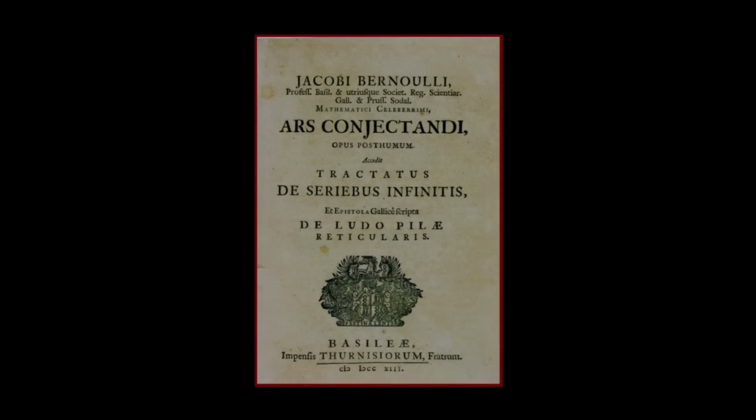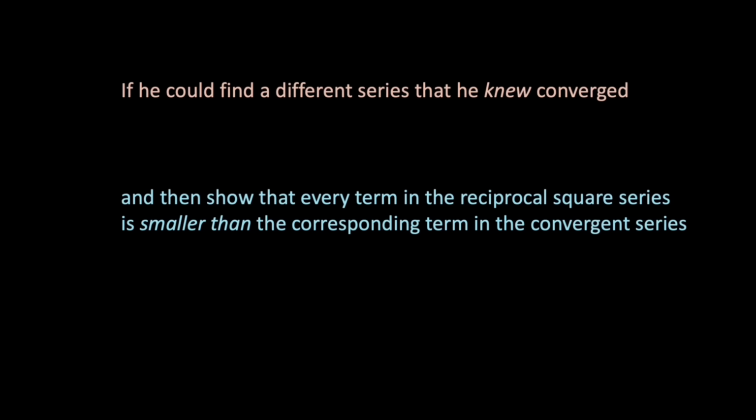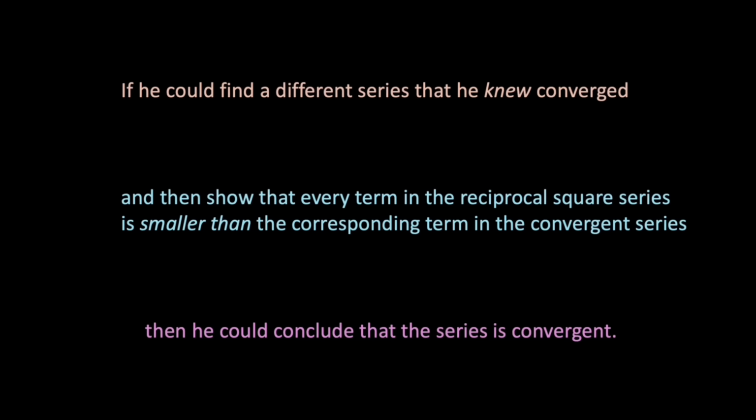And in his 1689 treatise on infinite series, Jacob Bernouilli made the first serious attempt to tame this beast. He couldn't find the exact sum, but he had an idea. If he could find another infinite series that he knew converged, and then show that every term in the reciprocal square series was smaller than the corresponding term in that convergent one, then he could conclude that this series is convergent.